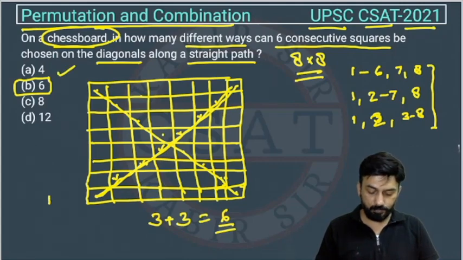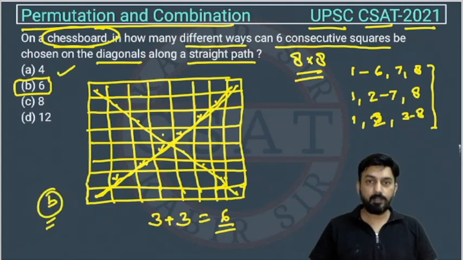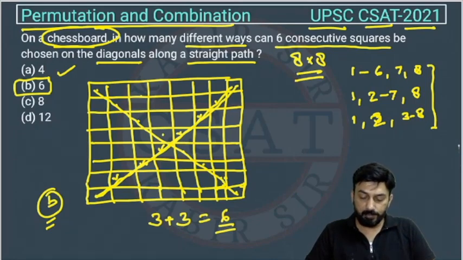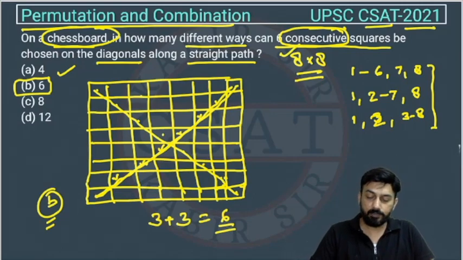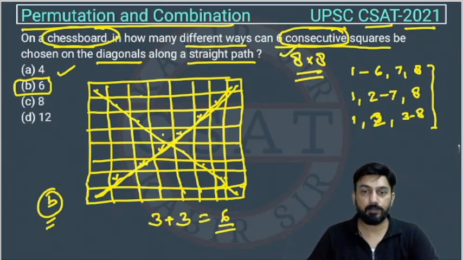Okay, so the answer of this question is option, right? So see, इसमें main concern यही है कि we should know, like we are choosing square consecutively. This is very important. Consecutive squares we have to consider, right? So there is no other possibility. Okay, the answer is option B.